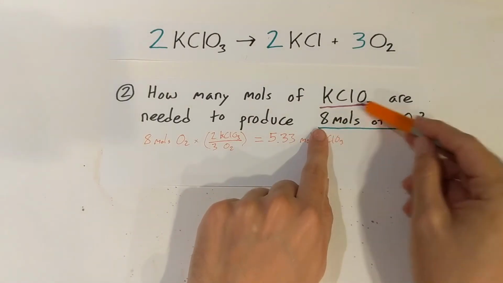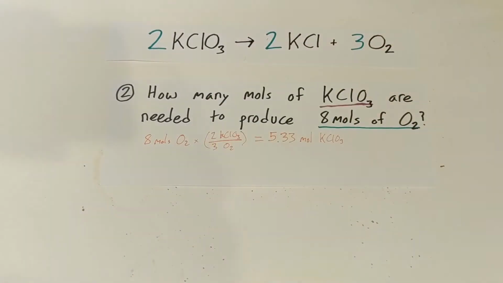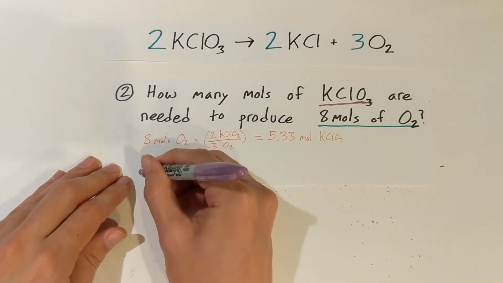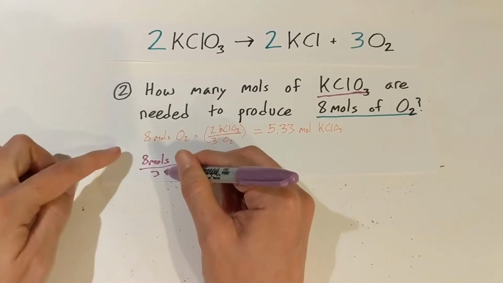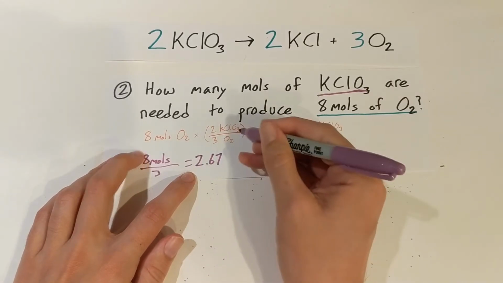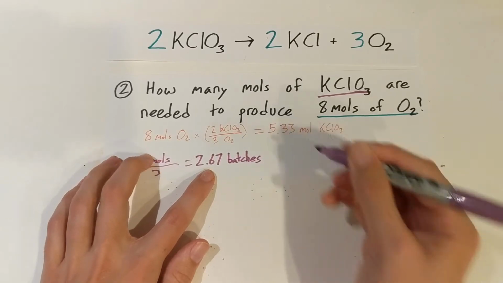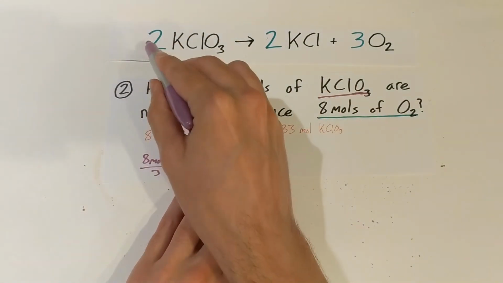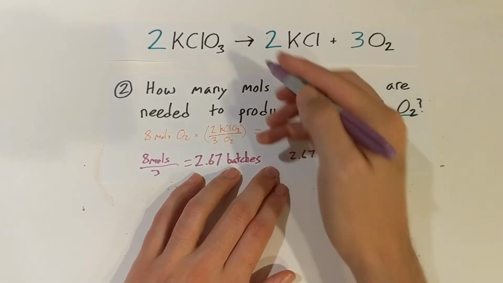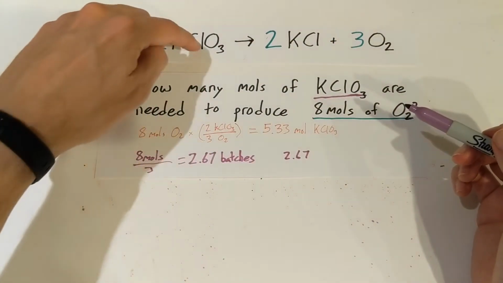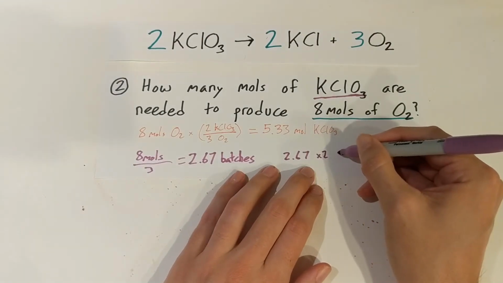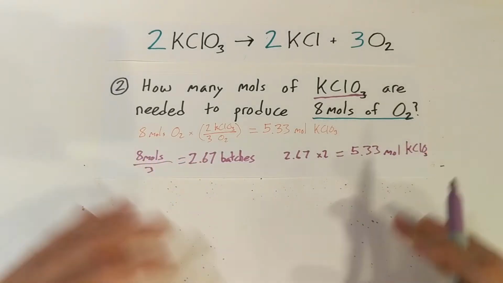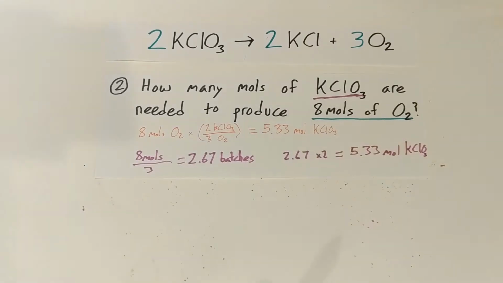number of batches. You're producing 8 moles of O2, and each batch gives you 3. So you could think of it as 8 moles, 3 per batch. So that would be about 2.67 batches, 2 2/3 batches. And then from there, we're making 2.67 batches. And we are going to need 2 KClO3 for each batch. So it'd be 2.67 times 2, and it'll be about 5.33 moles KClO3. So again, you don't need to know both of those ways, just as long as you can do one of those ways and find that answer.